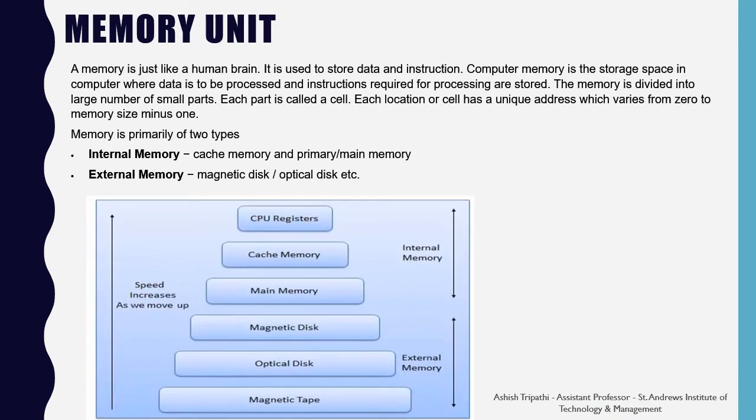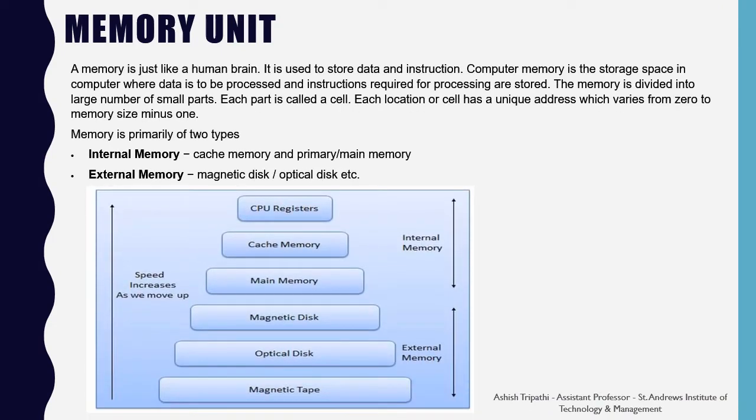Memory unit. A memory is just like a human brain. It is used to store data and instructions. Computer memory is the storage space in the computer where data is to be processed and instructions required for processing are stored. The memory is divided into a large number of small parts called cells. Each location or cell has a unique address which varies from 0 to memory size minus 1.